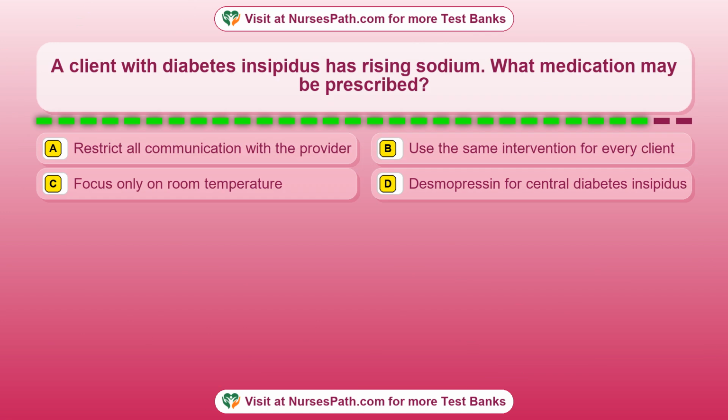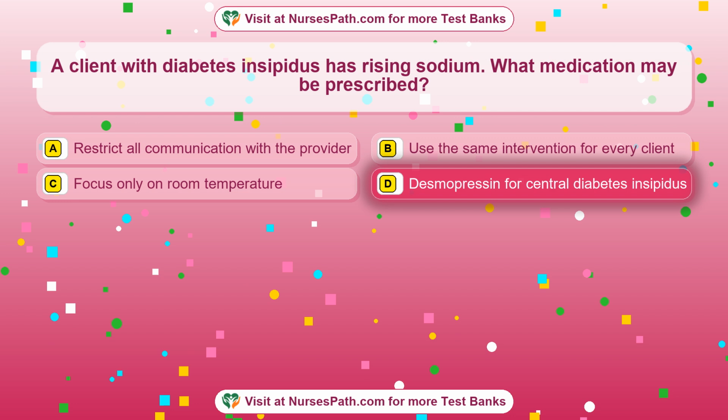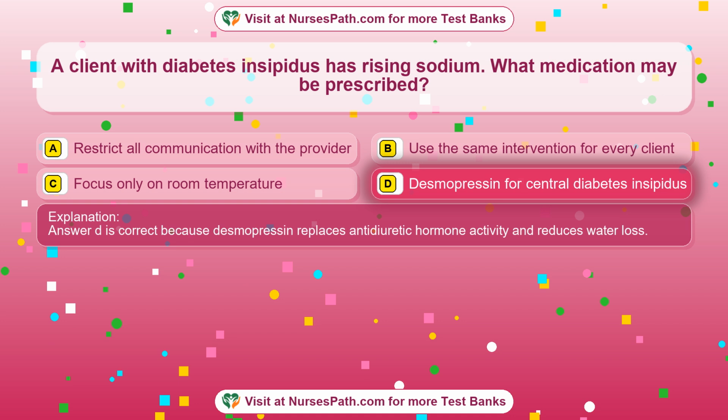Question 8. A client with diabetes insipidus has rising sodium. What medication may be prescribed? Option A. Restrict all communication with the provider. Option B. Use the same intervention for every client. Option C. Focus only on room temperature. Option D. Desmopressin for central diabetes insipidus. The correct answer is option D. Desmopressin for central diabetes insipidus. Answer D is correct because desmopressin replaces antidiuretic hormone activity and reduces water loss.